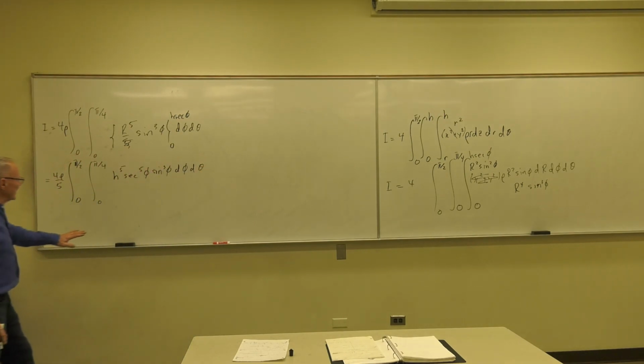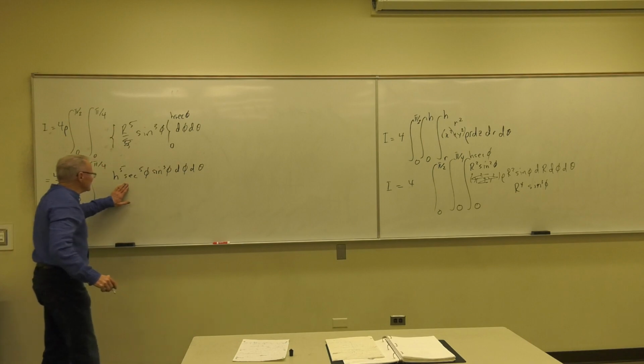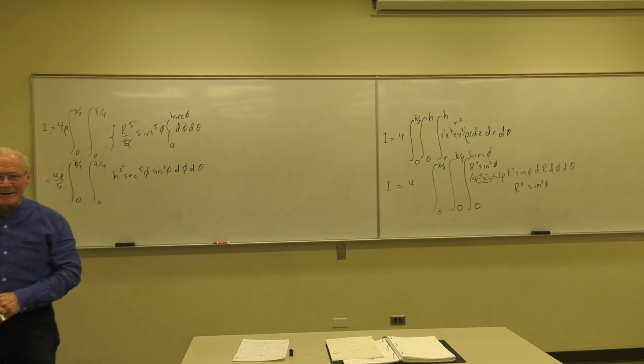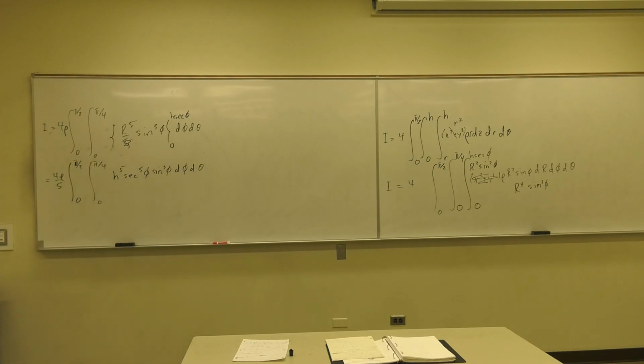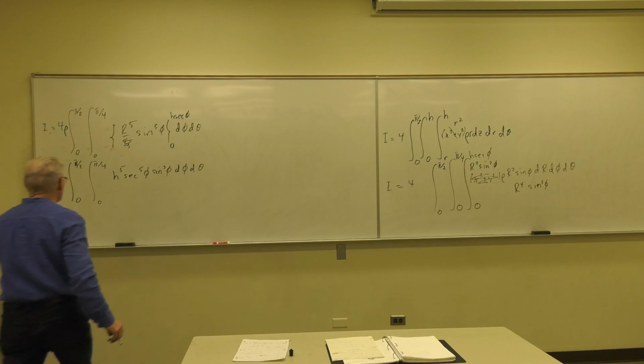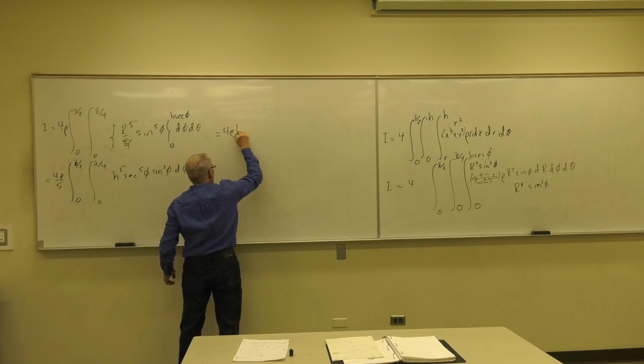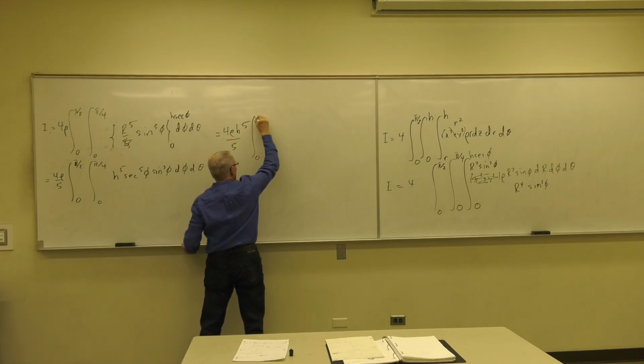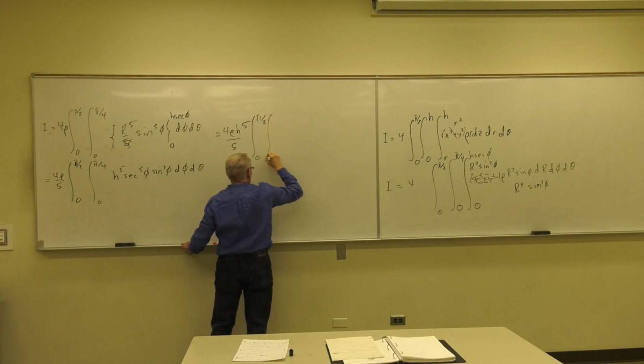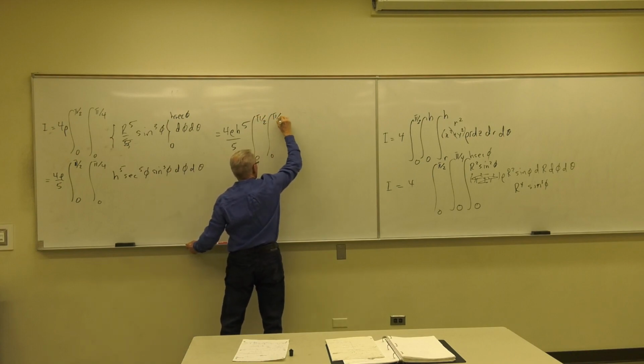So there's what we're going to have to integrate now with respect to phi. Now the real fun begins. Let's pull out the h. 4 rho h to the 5th over 5, integral 0 to pi by 2, integral 0 to pi by 4.